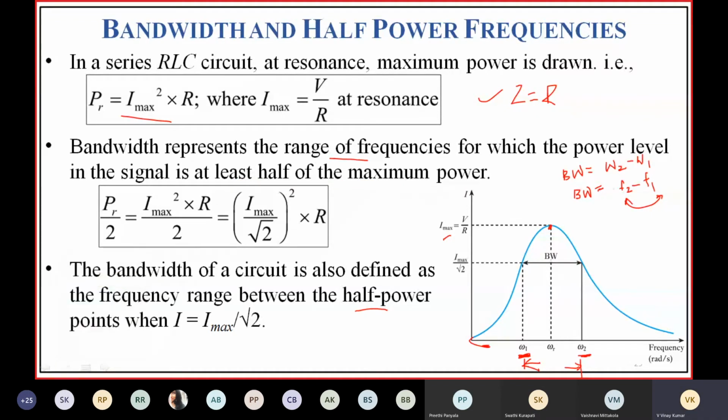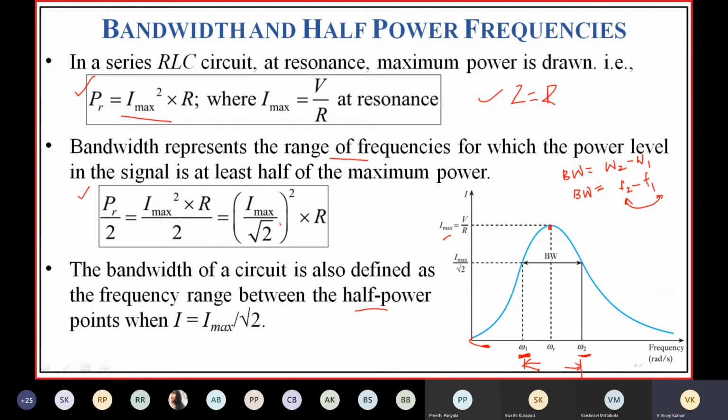Okay, right? So here, the maximum power is I max square into R. At lower cutoff frequency or upper cutoff frequency, the power will be half of the maximum power. So P by 2 is equal to I max square into R by 2, which is equal to (I max by root 2) whole square into R.